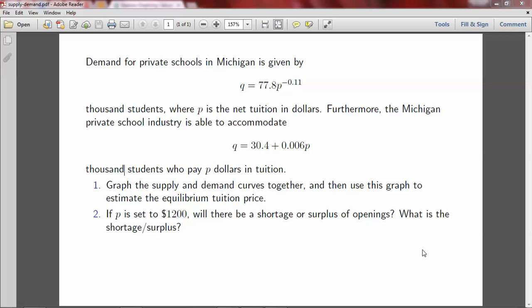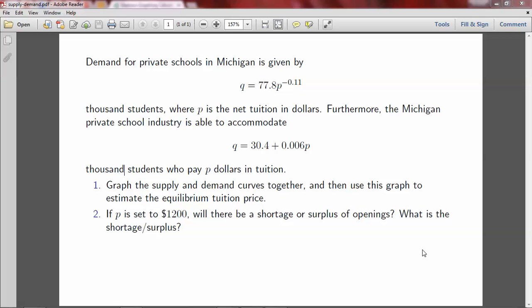So we have in particular that the demand for private schools in the state of Michigan is given by the equation Q equals 77.8 times P to the negative 0.11. This is given in thousands of students, where P is the net tuition in dollars. We also know that the Michigan private school industry is able to accommodate Q equals 30.4 plus 0.006 times P, 1,000 students, where P is the tuition amount in dollars as well.